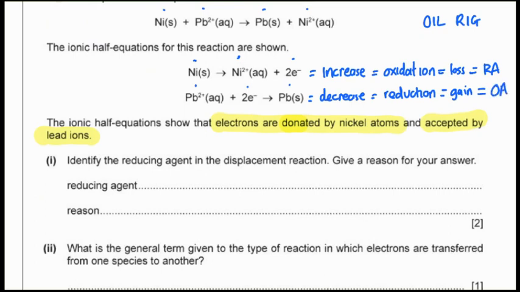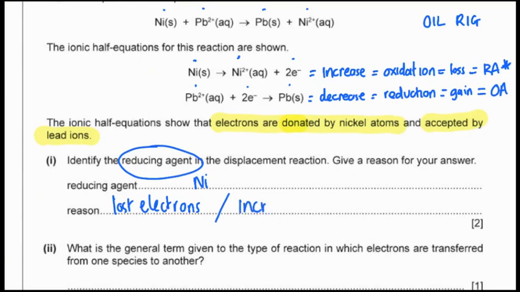So in this case, we need to identify the reducing agent. The reducing agent is here. It is the nickel. So Ni, remember we put Ni, we don't put Ni2+, because only things on the left-hand side of the equation can be oxidized or reduced. The reason is because you can have 2 things that they will award. It's either that it has lost electrons, or you could also have that it has increased in oxidation state.